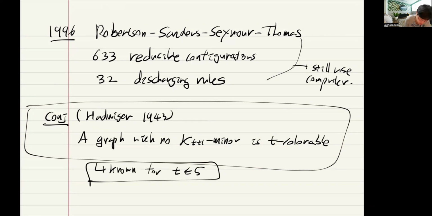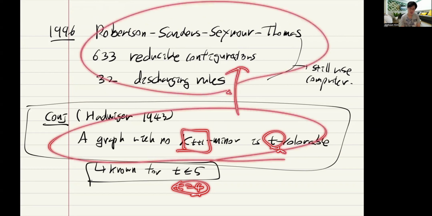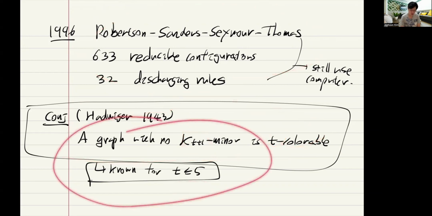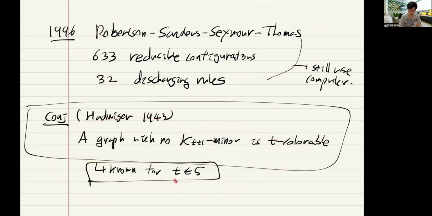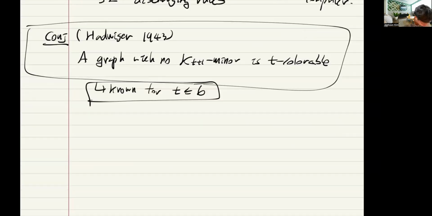And you might say that, okay, it is known for t equal 4. That means what? No K5 minor implies 4-colorability. So that's stronger than the 4 color theorem. So you might say that the proof of this gives us an alternative proof of the 4 color theorem. But actually, they use the 4 color theorem to prove this for t equal 4. Yeah, also 6, sorry. This is proved for t at most 6. So the t equal 5 and t equal 6 cases are proved, but they use the 4 color theorem to prove them.